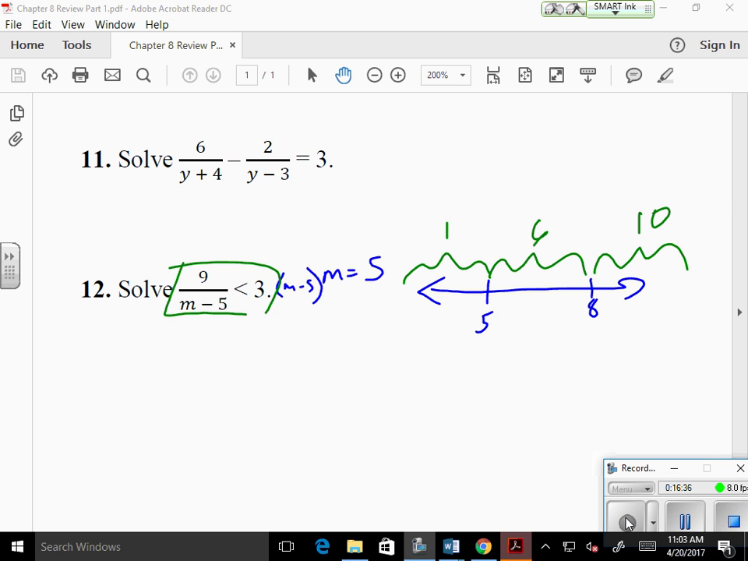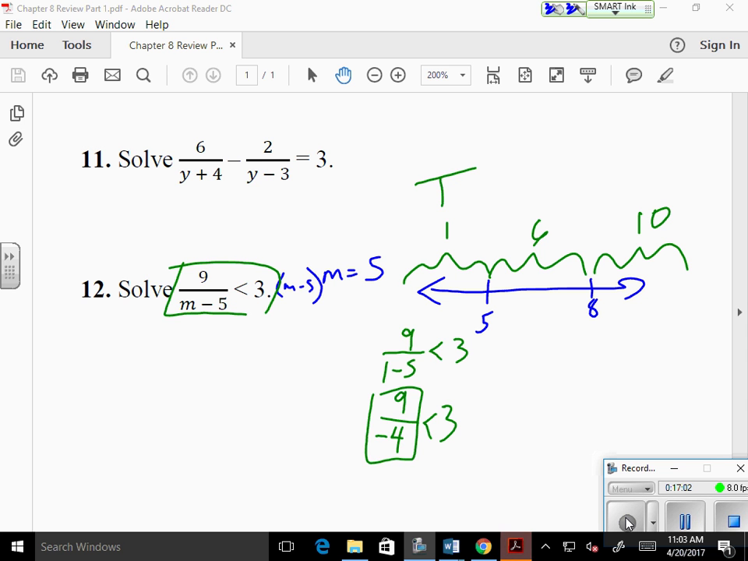So when we plug 1 into this equation, 9 over 1 minus 5, is that less than 3? Well, that's 9 over negative 4. Is that less than 3? Well, it's a negative number, and negative numbers will be less than positive numbers. So that area is true.